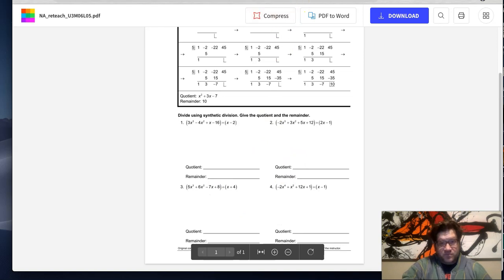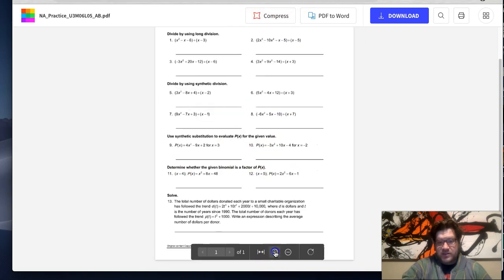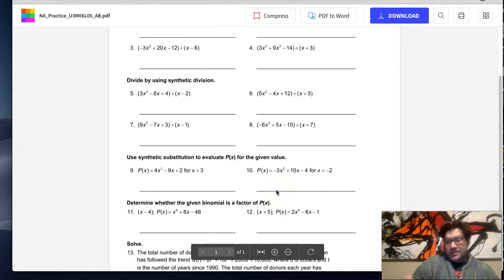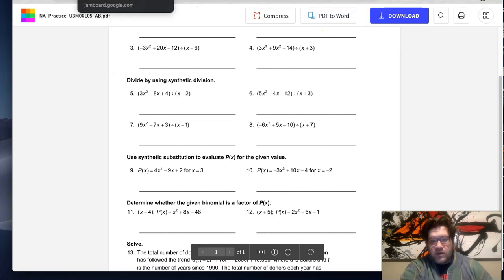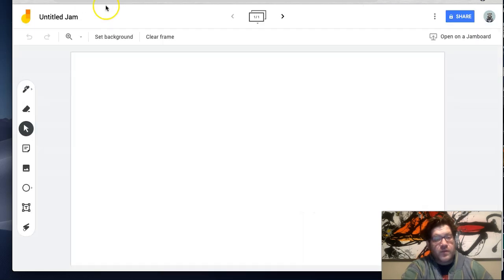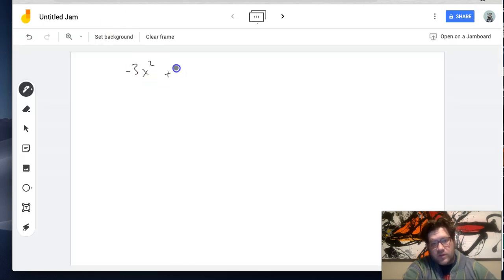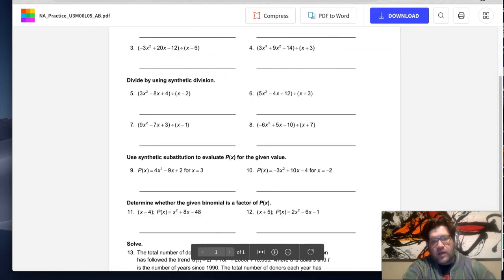I'm going to go to the practice page and start down here on number 10. I'm going to do this problem first, because it's a better intro to synthetic division. So we have negative 3x squared plus 10x minus 4, and we are trying to figure out what we would have at x equals negative 2.